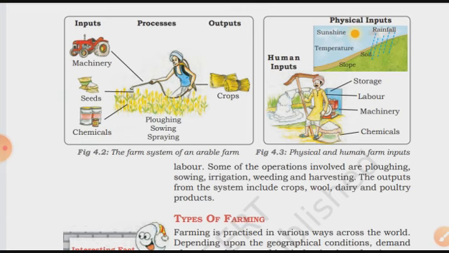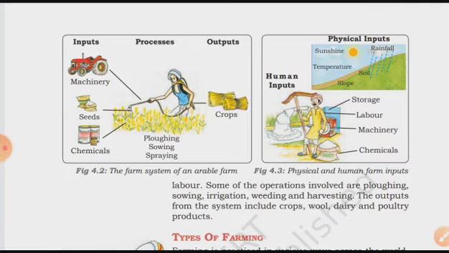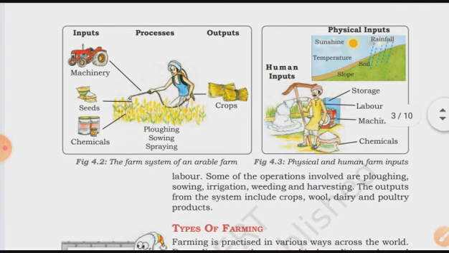If you see upside, two diagrams have been given here. In these diagrams, they have told each and everything. In inputs, there is machinery for plowing the field, seeds needed to sow in the field, then chemicals, meaning the fertilizer. Then at last there will be processing, that is weeding. Then after this we will get the final crop, that is the output.